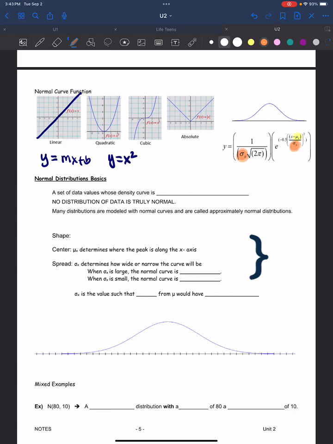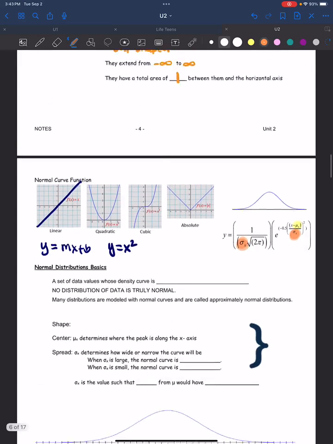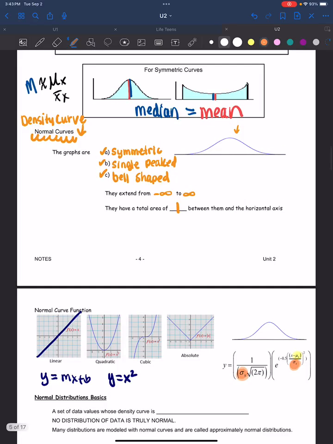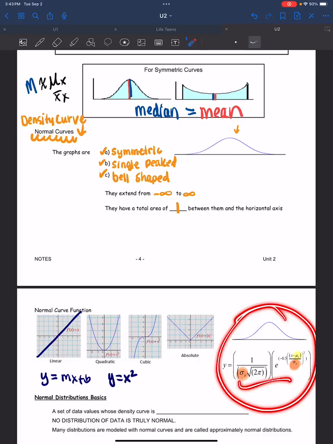We'll come back to that later, but just know, not only is it just a pretty curve that happens to look like these three things, it actually is made up of an algebraic function. All right, we're going to end with that, and we'll get right back into normal curves.